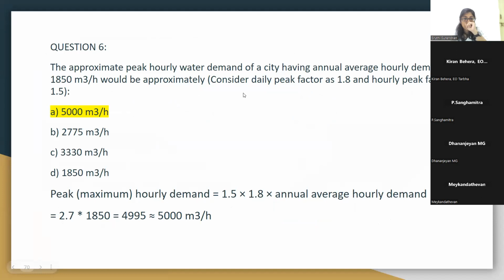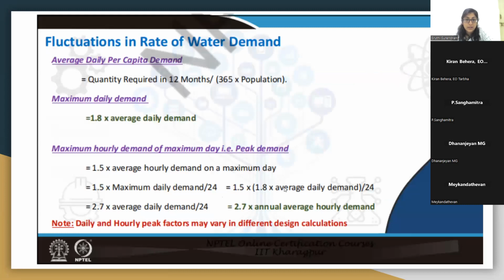Here they have asked for the peak hourly demand by giving us the annual average hourly demand. So that, like I said, 1.5 into 1.8, that is 2.7 into the annual average hourly demand will give us the peak demand. The peak demand over here means maximum hourly demand of the maximum day. So this is an important slide that you have to learn. Again, like the fire demand, this is also one question that is sure to be asked. They will either ask the maximum daily demand or they'll ask the peak demand, or they can ask you what is the annual average hourly demand by giving the peak demand.